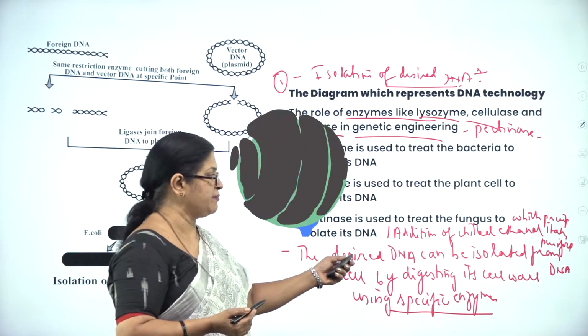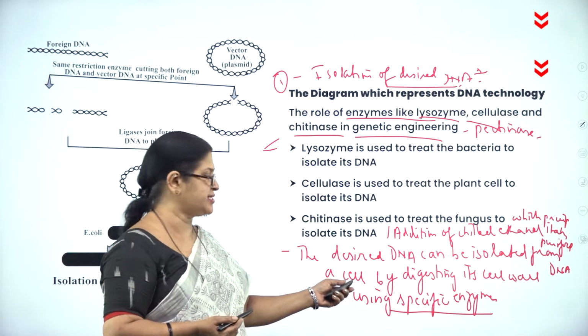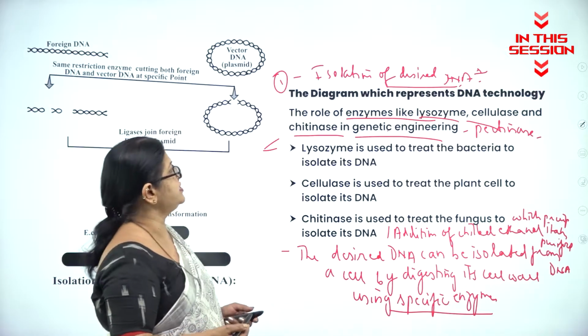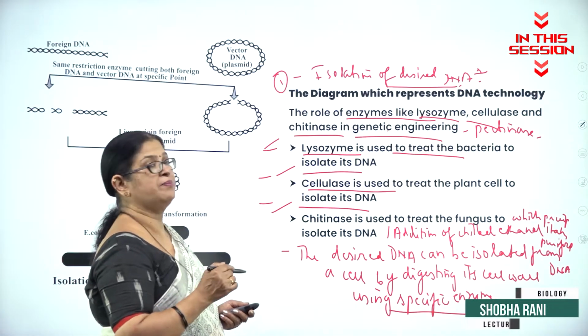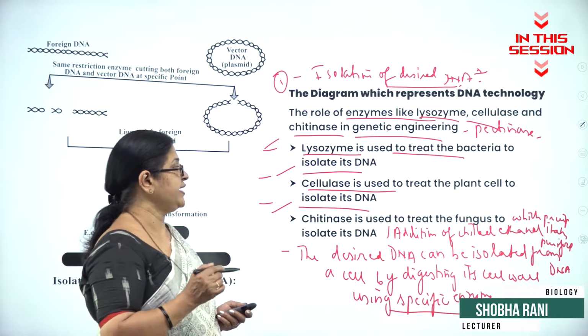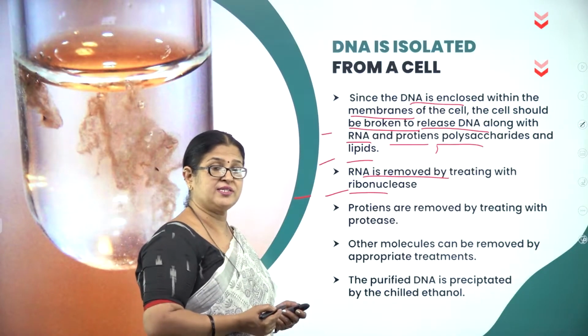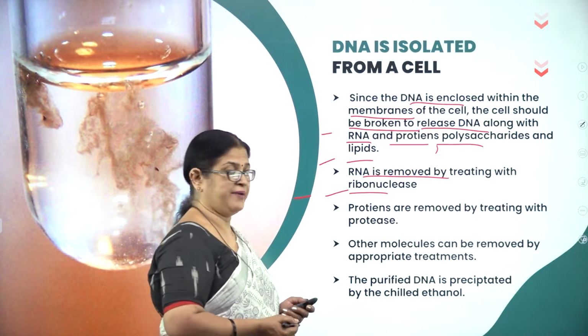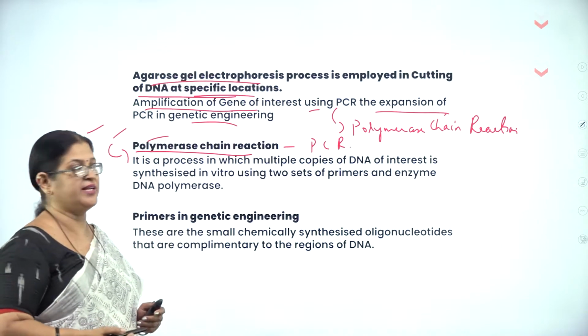The desired gene can be isolated from a cell by digesting its cell wall using specific enzymes. Cellulase is used to treat the plant cell to isolate its DNA. Ribonucleases are the enzymes which act on RNA. PCR stands for what? Polymerase chain reaction.